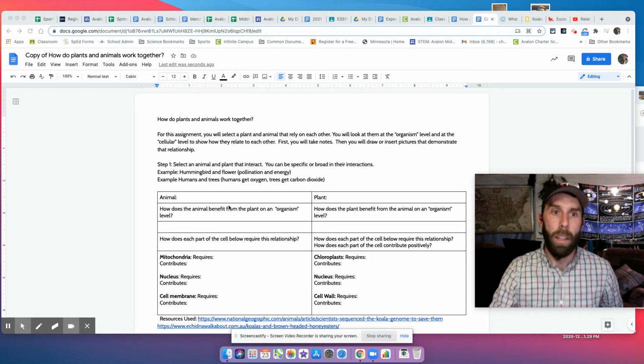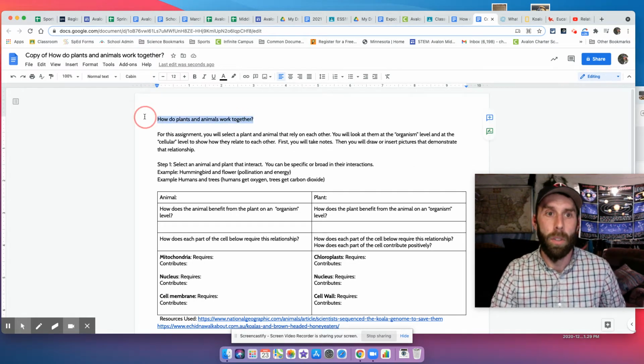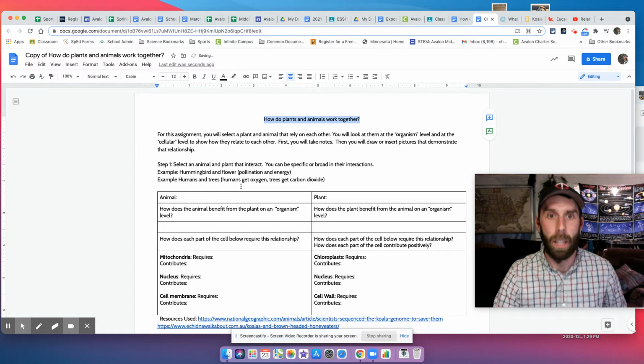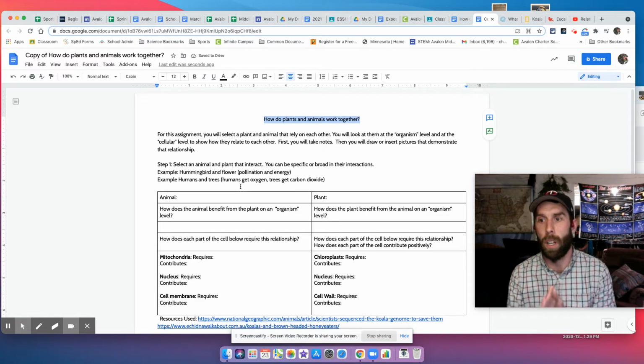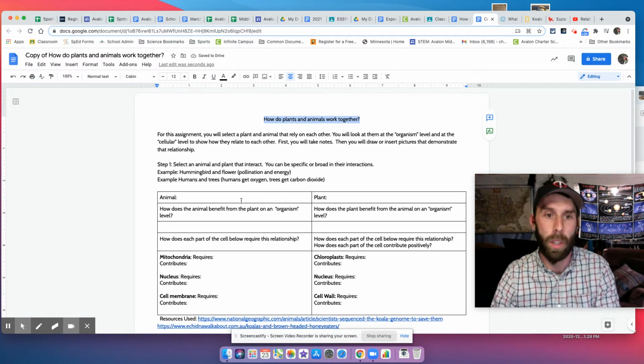Hey everybody, I am going to help you figure out how to do this assignment today. How do plants and animals work together? All right, so I'm going to show you some quick things real quick.